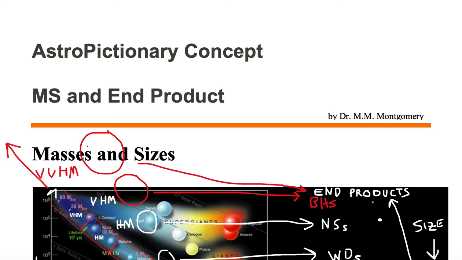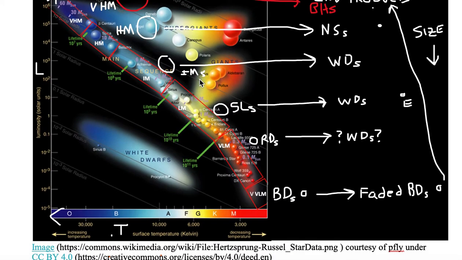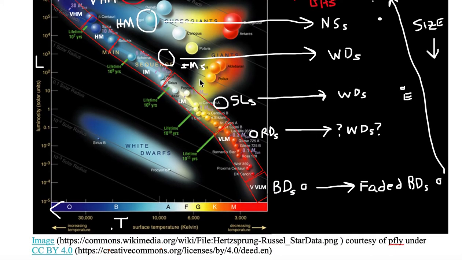In this AstroPictionary concept video, we want to go over main sequence and end product masses and sizes. Here we have an HR diagram, Hertzsprung-Russell diagram, and on the diagram we have various different stars plotted. Stars are drawn at different sizes, and they are also colored different colors. Surface color is based on surface temperature.